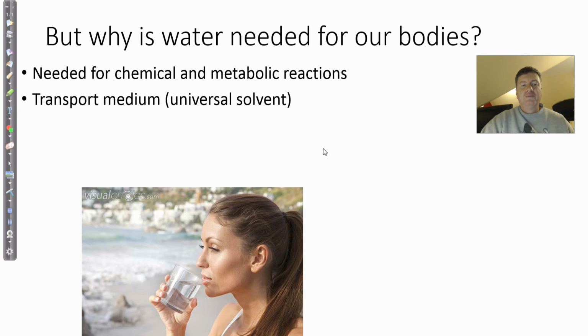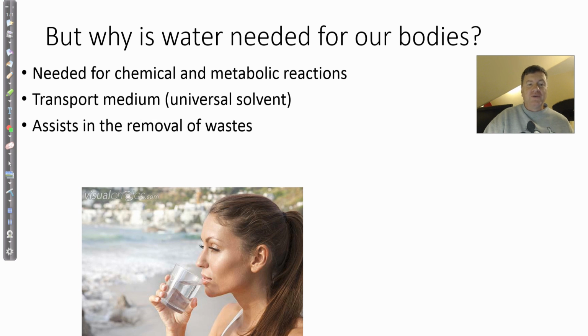Water is also going to be important, again, as a transport medium. It's going to be what's called a universal solvent. Think about blood. Blood is mostly water. Why do we have so much water making up our blood? Because lots of things can travel in it. Based on water's properties, many things can travel in water and therefore be moved from one part of the body to another. Water assists, of course, in the removal of waste.